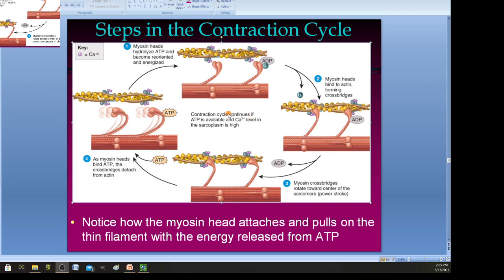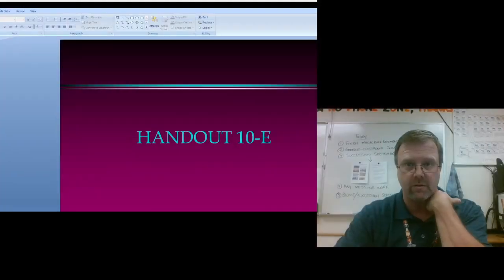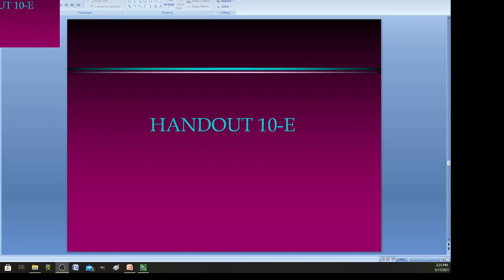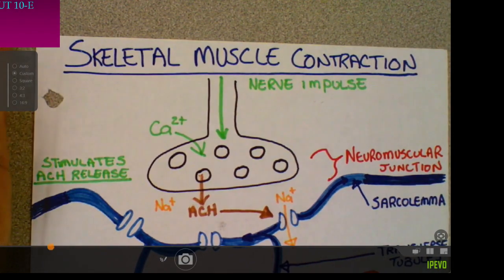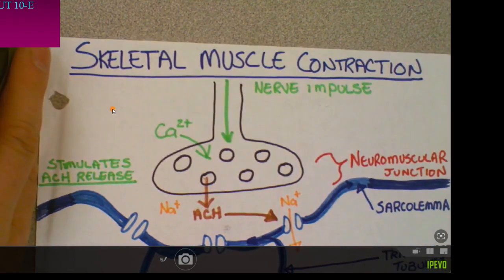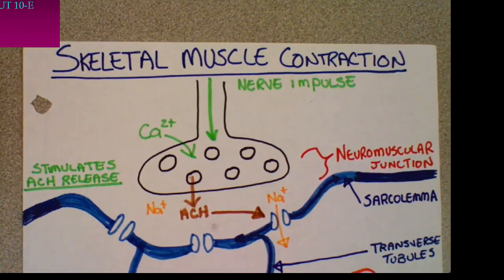All right. So that leads us to Handout 10E. Now, Handout 10E is nothing more than just a review of everything I've been talking about in the last several videos. All right. So if I open this up, it's going to talk about each step of contracting a muscle. So I'm just going to go over this really quick, and then we'll almost be done with the chapter. We only have a few more slides to go, and I'll do that in a next video.